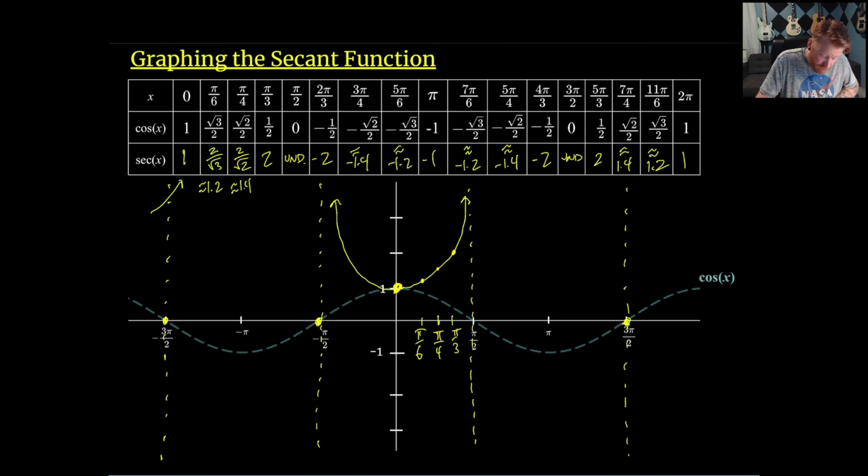So at pi over 2, we are undefined. And then at 2 pi over 3, which is going to be this guy here, we're going to be down at -2. So now we're down here. And then we're going to be about -1.4, then about -1.2, and then at pi we're going to be at -1, and then on the other side it'll turn around and go the other way. And we'll have something that looks about like that.